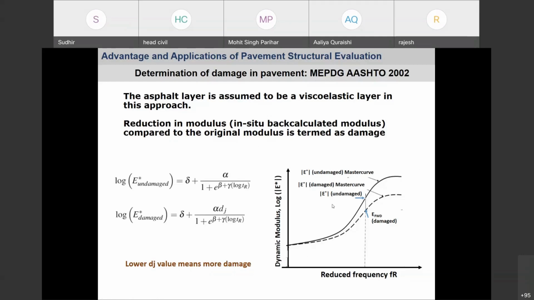So if you look at this curve, it can be mathematically represented using a sigmoid. I'm showing you the equation of the sigmoid. It has 4 parameters: alpha, delta, beta, gamma.